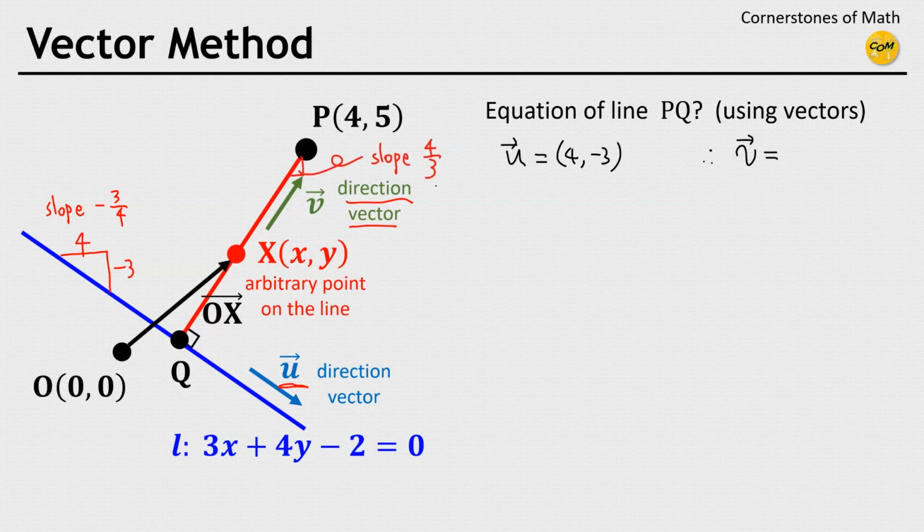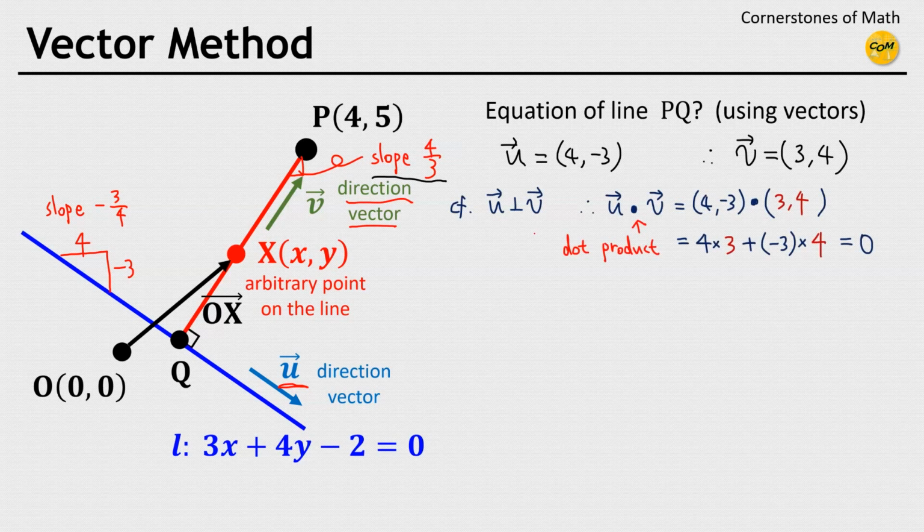Then we can find the direction vector v from the fact that line PQ is perpendicular to line L. You can either use this slope 4/3 to find that vector v is given as (3, 4), or you can use the fact that since two vectors u and v are perpendicular, their dot product must be 0, and the simplest example of vector v satisfying such relation is (3, 4).